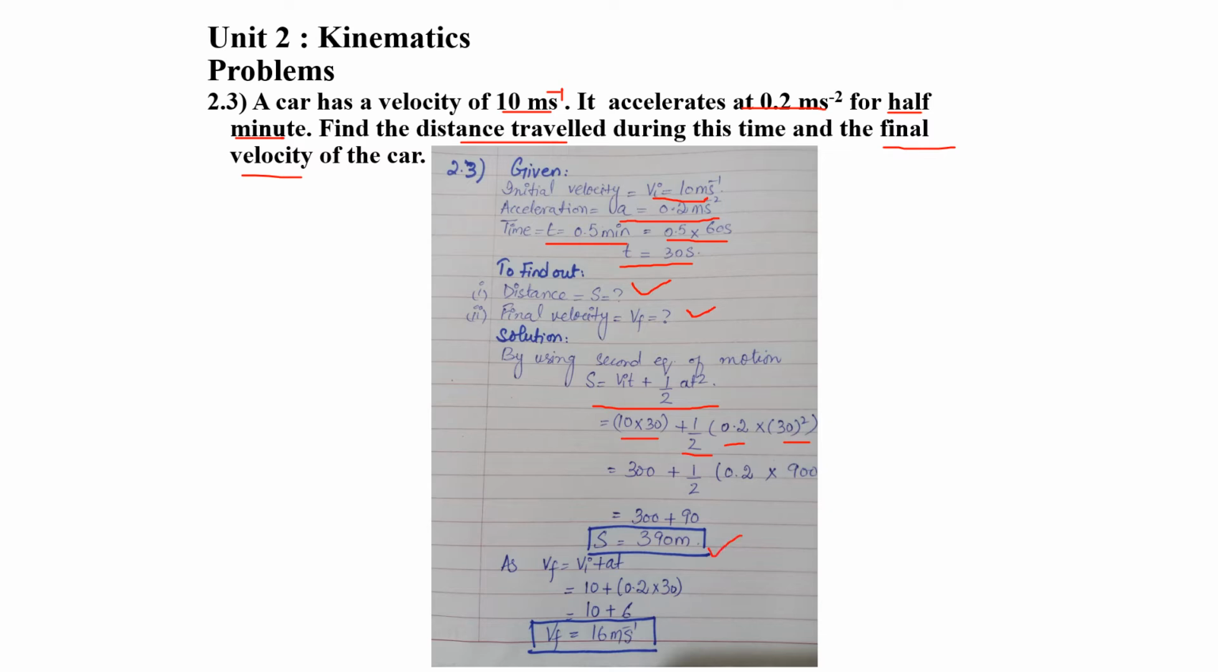Now we can also find out by using the first equation of motion to get the final velocity, right? So Vf is equal to Vi plus at. Vi is 10, a is 0.2, and time is 30. So we get Vf is equal to 60 meter per second.